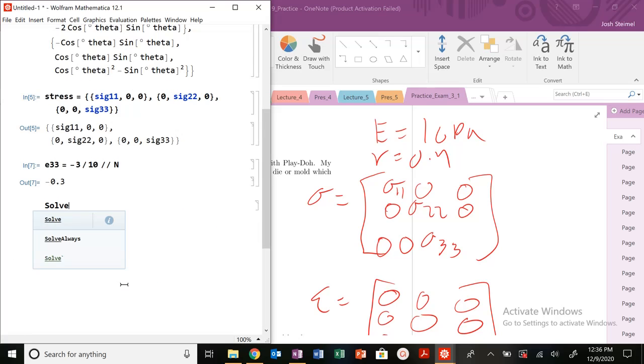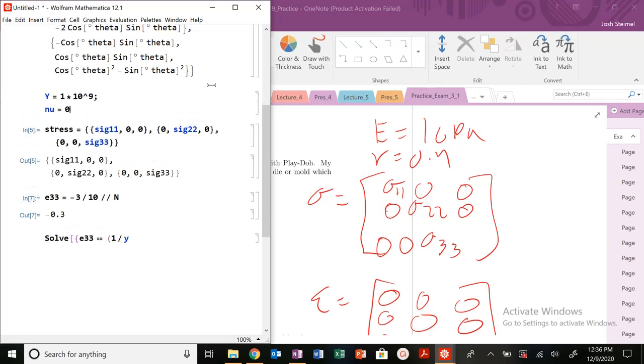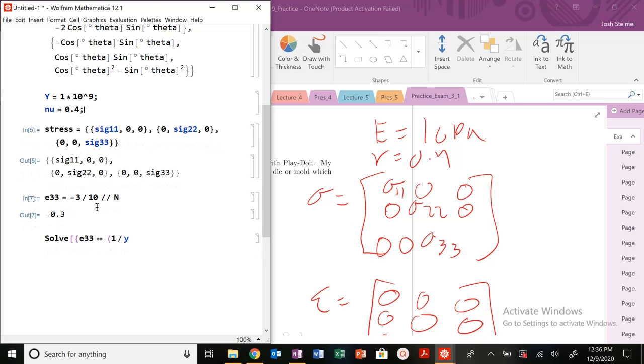I have 3 unknowns, but I have 3 equations I can write in terms of stress. So I know that my E33 I can set equal to 1 over Young's modulus, Y equals 1 times 10 to the 9, and nu is equal to 0.4, times sigma 33 minus nu times sigma 22 plus sigma 11. There we go. I'm going to copy that.